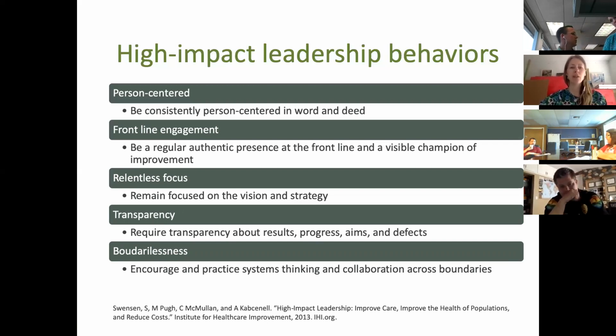What's nice about these high impact leadership behaviors in this framework is that it's really universal. So it applies to us not only as members of an improvement team, but it applies also to the leaders that we work with, who are our bosses or our directors or sponsors of our improvement projects. And it helps to think about each of these elements as we're thinking about how can we also support our sponsors and our leaders to effectively lead our projects.